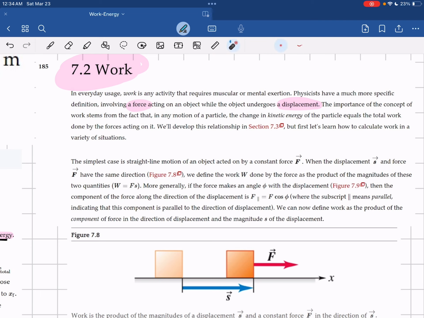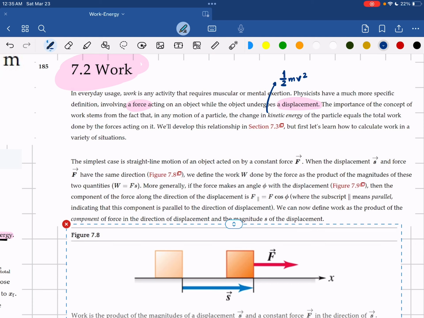Let's continue. The importance of the concept of work stems from the fact that in any motion of a particle, the change in kinetic energy of the particle equals the total work done by the forces acting on it. So let's see, the change in kinetic energy. Oh yeah, we just mentioned the kinetic energy, right? That would be 1/2 mv squared. So the change, yes. The total work done by the forces acting on it.